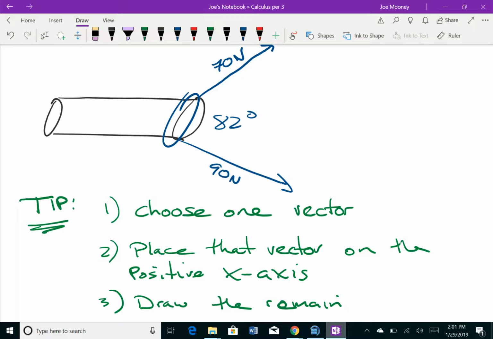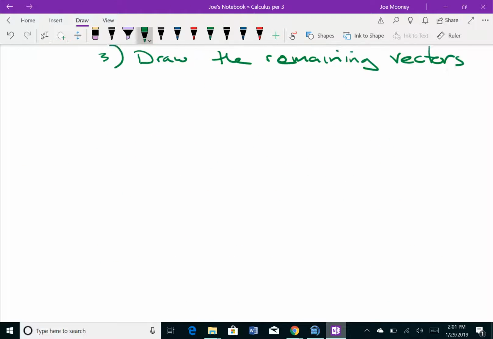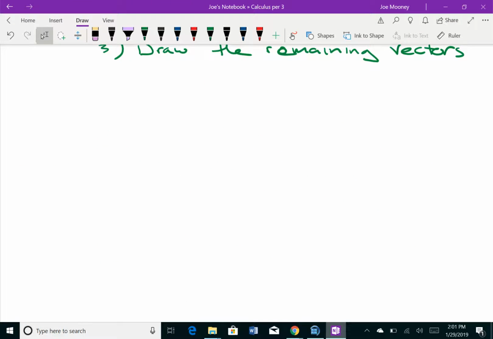I say vectors because in this one there are only two vectors, but there might be three or four of us pulling on it, right? So we'll go and calculate it that way. So we've got the log. We're going to take the strongest one and put it on the x-axis, right? So let's go off of that screen and draw out what I'm talking about.